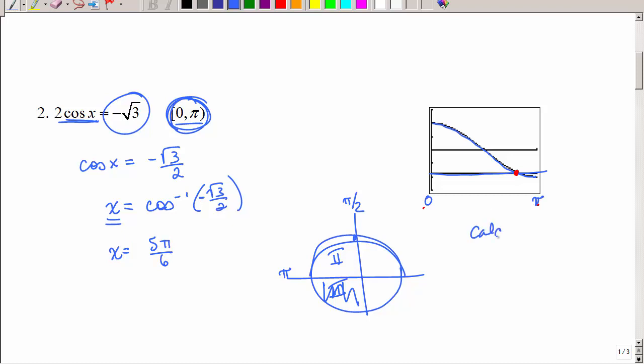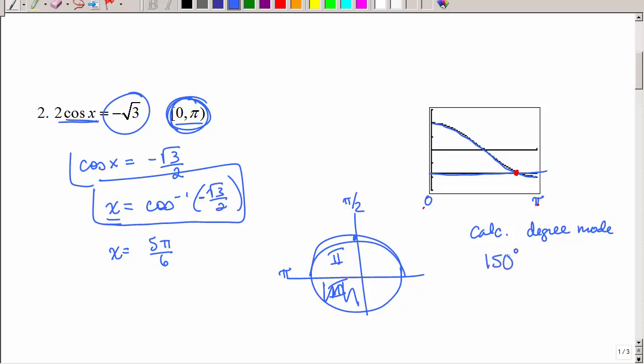But again, if you had used your calculator in degree mode and you had actually punched this into your calculator, inverse cosine of negative square root of 3 over 2, it would have told you 150 degrees, which is in quadrant 2, but your answer must be in radians, because that's what the directions said. So those first two are pretty easy.